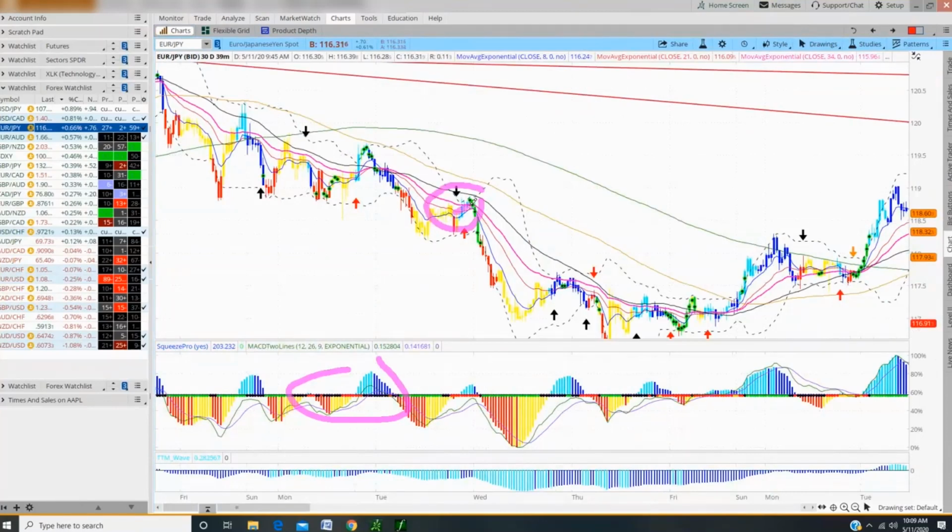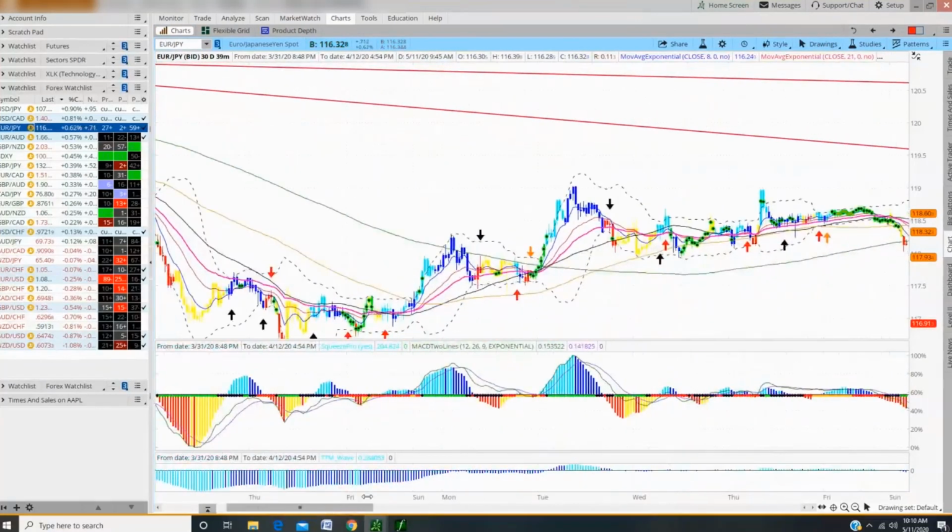Came up into the 34. Boom. Okay, up here, squeeze, boom. Again, it's not going to be crystal clear, but look, it's still beautiful. And then look, it reverses trend to the upside.